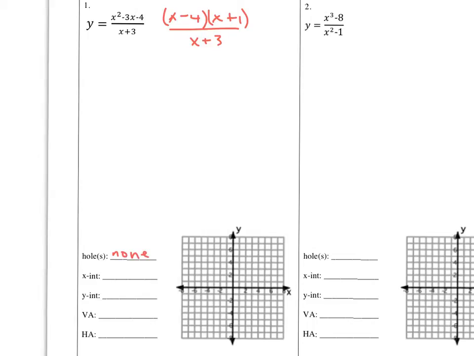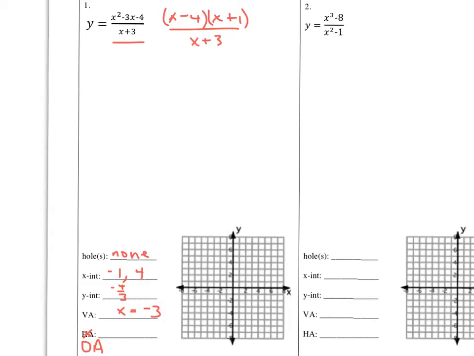Our x-intercepts, well, remember that we're going to set our numerator equal to 0, and if we do that, we have an x equal to -1 and an x equal to 4. Y-intercepts, I'm going to go back and look at the original. If I plug in 0 for all my x's, I'm going to be left with -4/3. Vertical asymptote, well, we see that we're going to have one at x equal to -3. Horizontal asymptote. It's not going to be a horizontal asymptote. It is going to be what we call OA for an oblique asymptote.